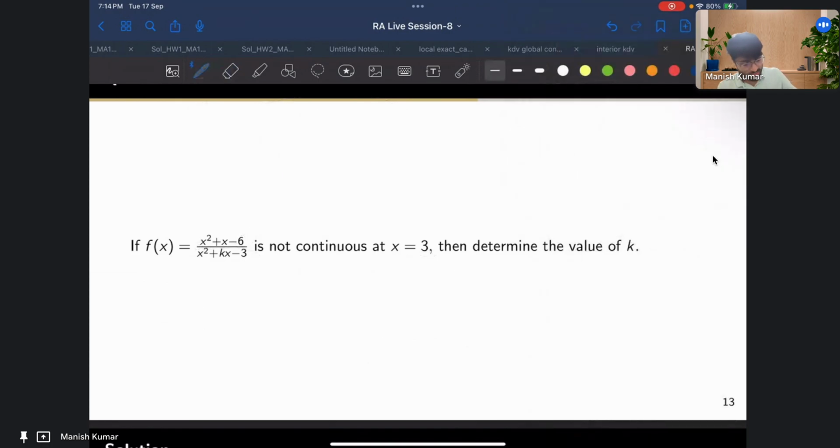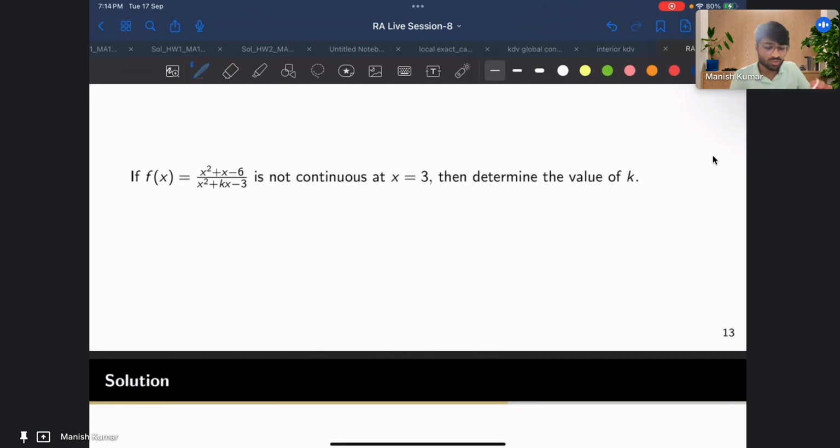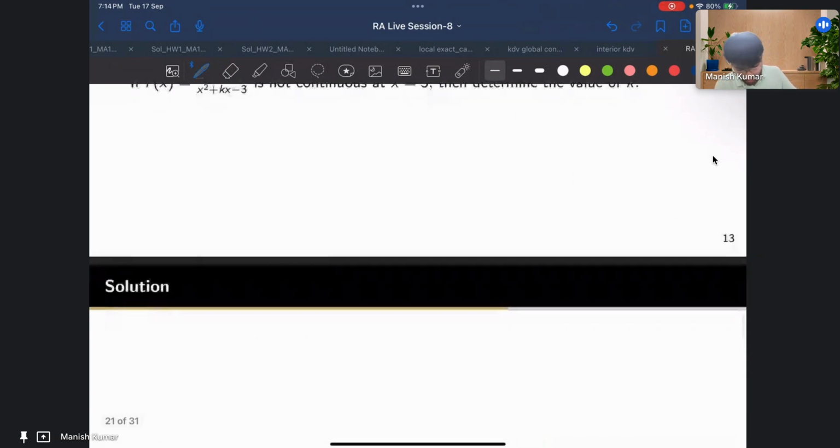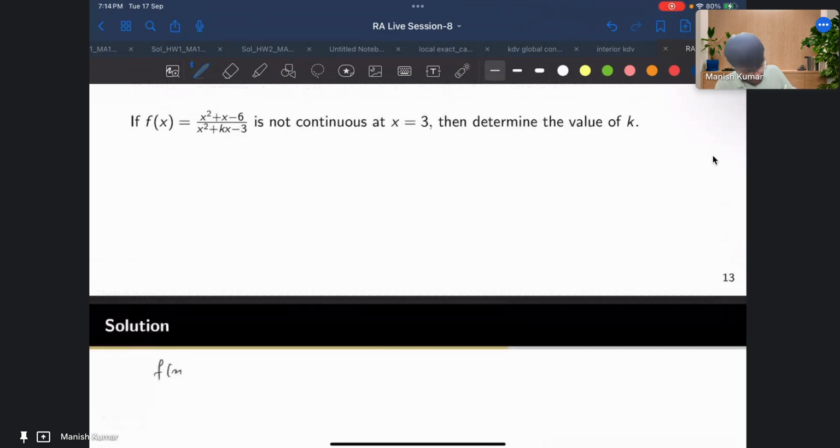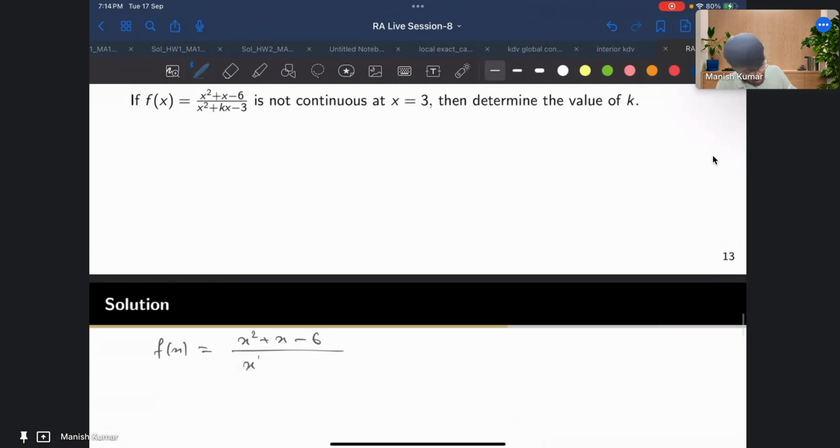Now let me come to the solution. It was just a few remarks that I wanted to make. Over here you see f of x is equal to x square plus x minus 6 upon x square plus kx minus 3. The numerator can be factorized: minus 6 is 2 into 3, so you break it and get x plus 3 and x minus 2. So this is over x square plus kx minus 3.